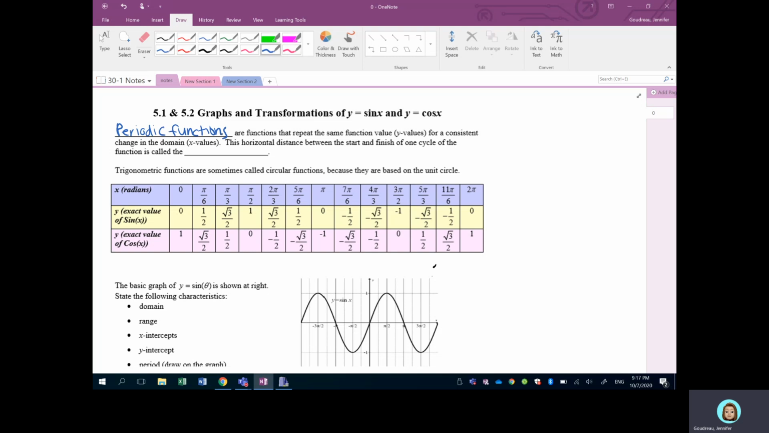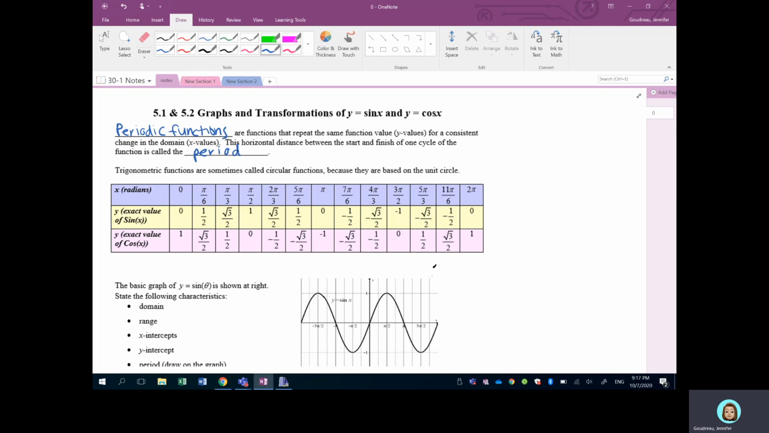So what that means is sine and cosine have a very particular pattern that they follow, and the horizontal distance between that pattern is the same every single time. That horizontal distance between the start and finish of one cycle of the function is called the period. Because that horizontal distance is there and we have a period, it is called a periodic function.